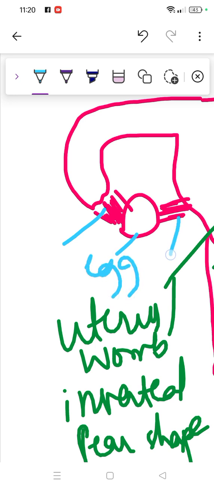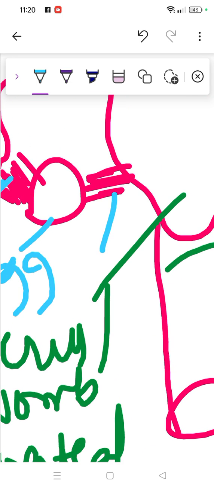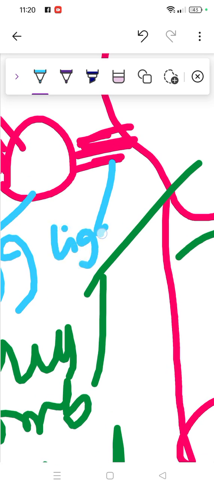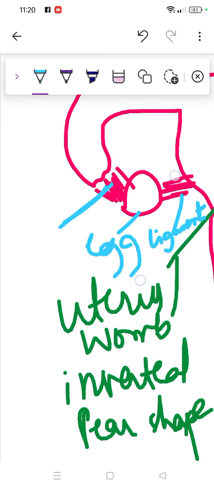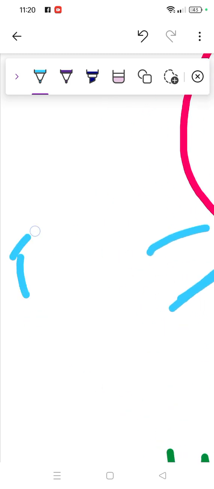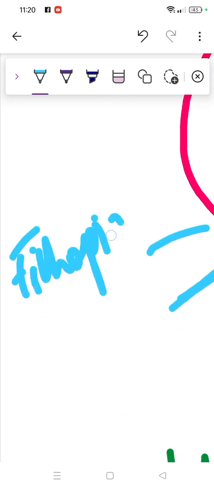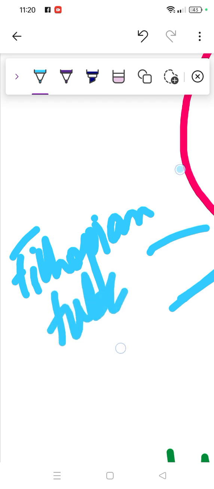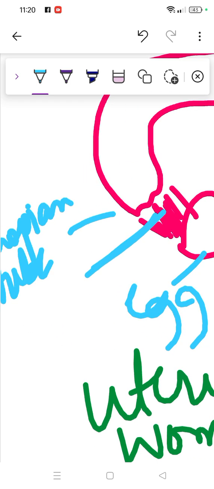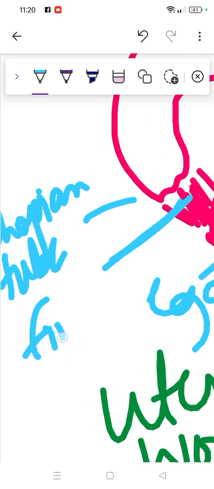The one attaching over here, and the one over there, these both have different names. The one which is going to attach the egg to the uterus is called the ligament, and the one which attaches the egg to the fallopian tube is called the fallopian tube. And here, that attaching part is called the fimbriae. So I'm sure it's clear to you.